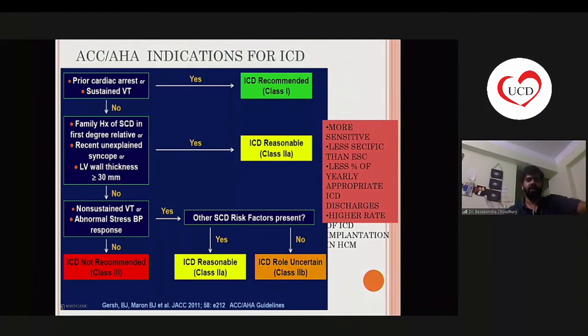So according to ESC, class 1 indication is reserved for prior cardiac arrest or sustained VT patients. If it is not present, family history, recent unexplained syncope, wall thickness more than 30 is a class 2A indication. If it is not present, non-sustained VT and abnormal BP stress response should be seen. These, along with the other features we have discussed, result in a class 2A indication for ICD implantation. If these are not present, ICD implantation is not suggested.